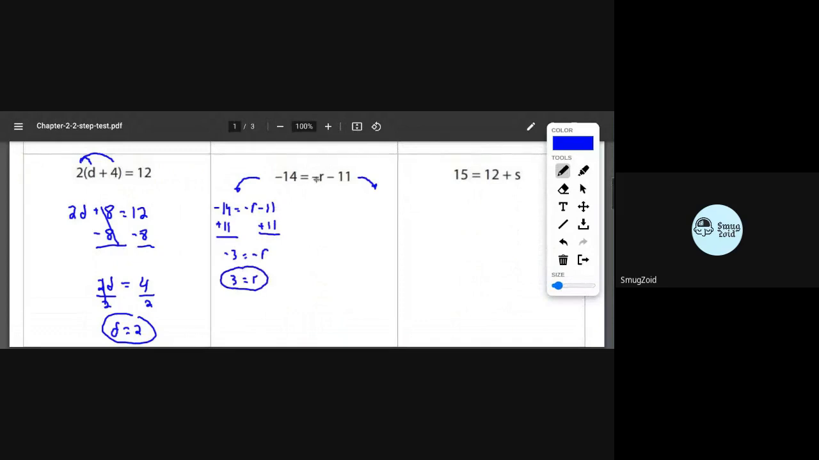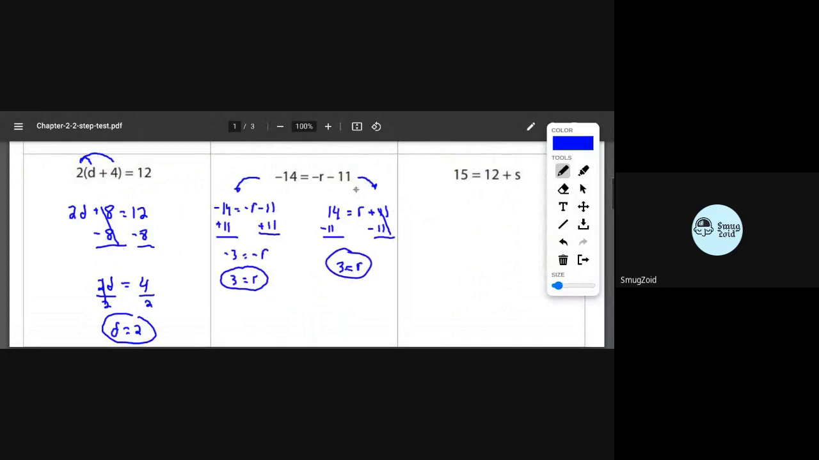Now, if you get a negative sign here, you can actually flip all these signs. You can make this 14 equals r plus 11. It only works if you do it to every one of them. I don't advise doing that, except when they're all plus. When you do that, you basically run the problem like normal. Minus 11 here, minus 11 here, put a line, cross this out, and then this ends up being 3 equals r. It's the same answer.